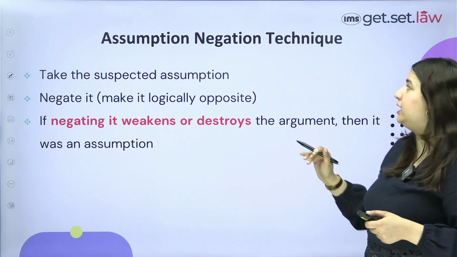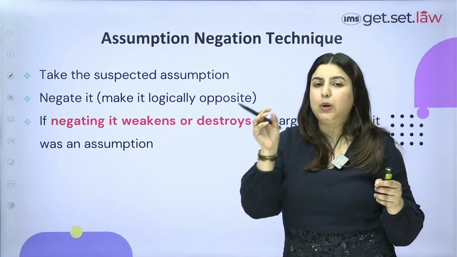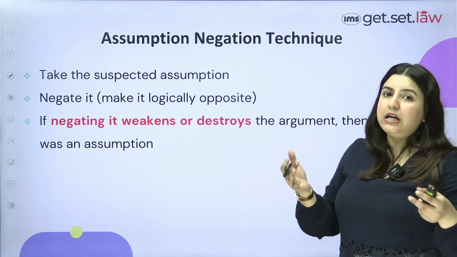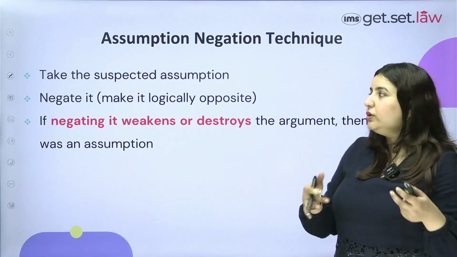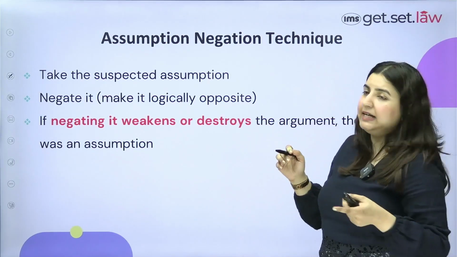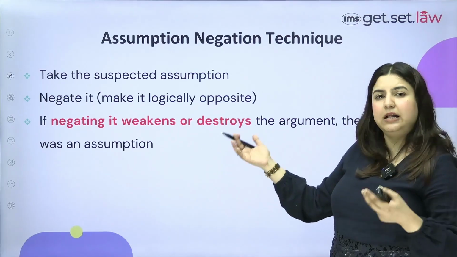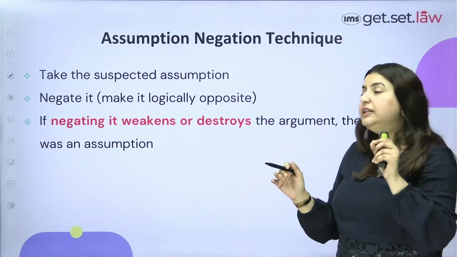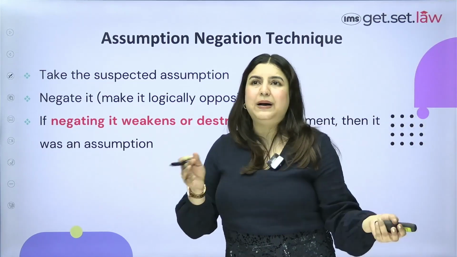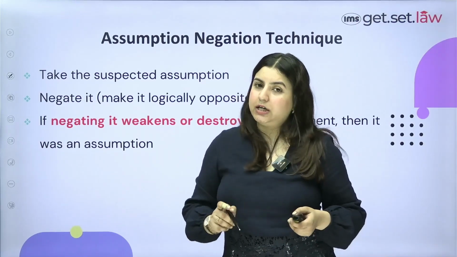So this is your assumption negation technique. What happens is, let's just say you have already zeroed in on an option which you feel is a correct assumption, and then you still are having doubts about its validity. So what you need to do is, whatever the assumption you think is actually the correct assumption, you negate it, which means you make it logically opposite. I will also explain this with the help of an example. And if after negating it, the entire conclusion falls apart, the conclusion weakens, the argument no longer makes sense, that option is actually the correct option.